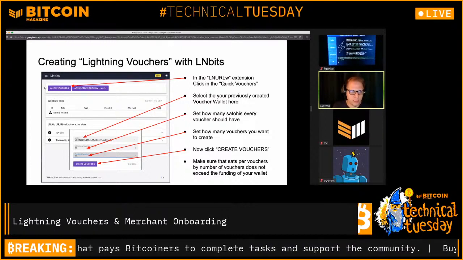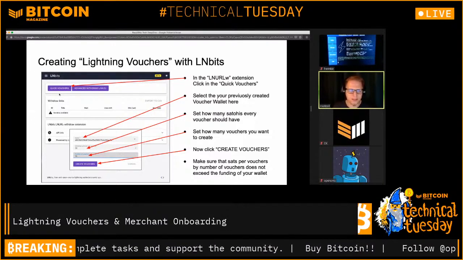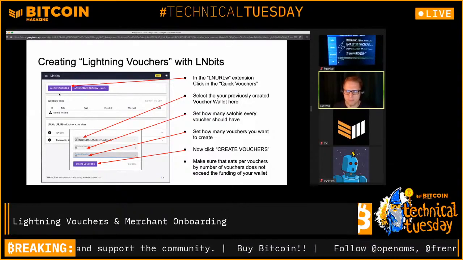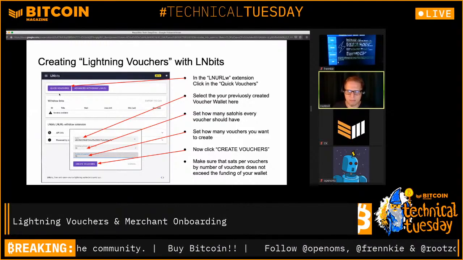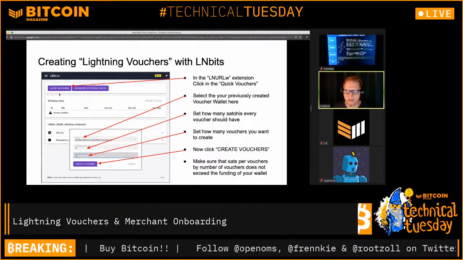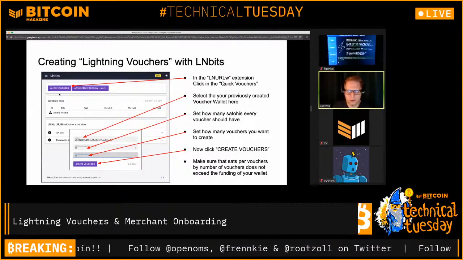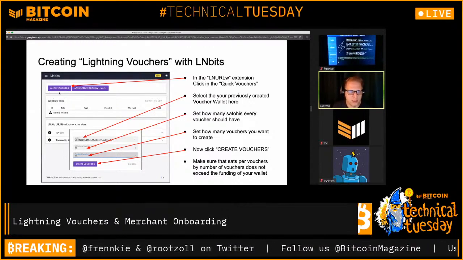So what do you see here? There's a button, quick vouchers. This is very new. So maybe if you have just installed 1.6 and you have LNbits already, you maybe don't see this. It's very new. I will talk about it at the end, how to get the latest version. But this is now a new addition here. There's a quick vouchers button.